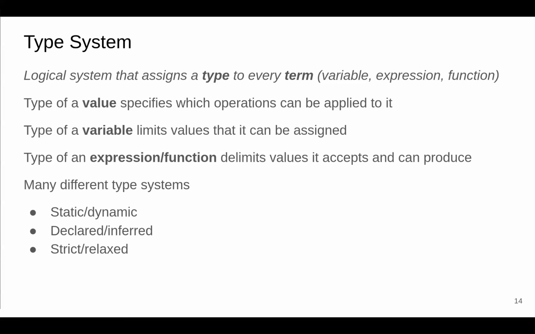The type of an expression or function delimits the values it accepts and can produce. So it defines what kind of data is being taken in and what data is being returned.